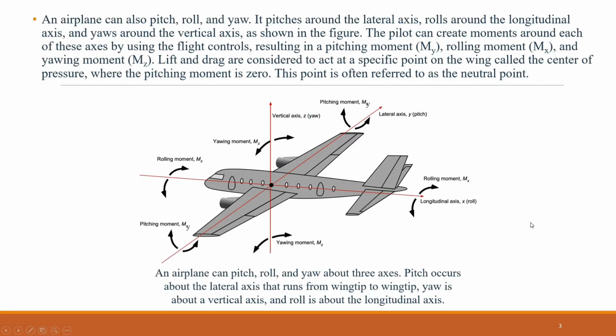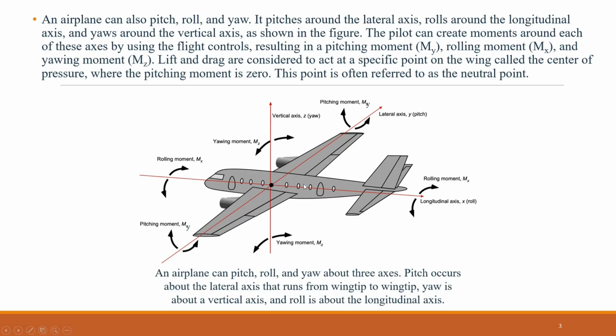An airplane can also pitch, roll, and yaw. It pitches around the lateral axis, rolls around the longitudinal axis, and yaws around the vertical axis, as shown in the figure. The pilot can create moments around each of these axes by using the flight controls, resulting in a pitching moment, My, rolling moment, Mx, and yawing moment, Mz.